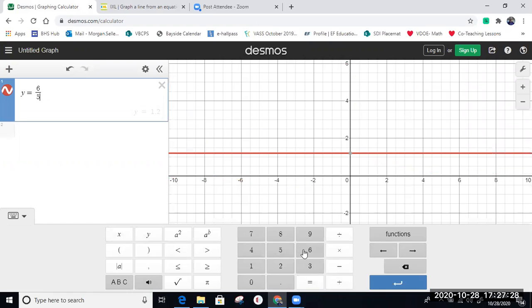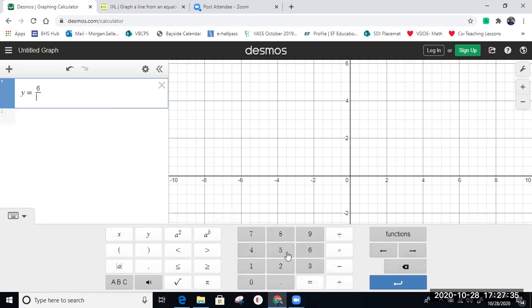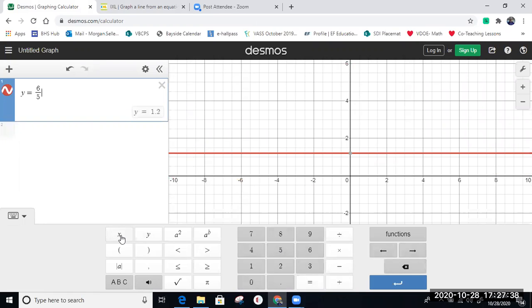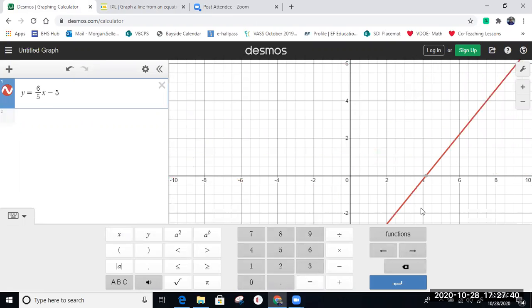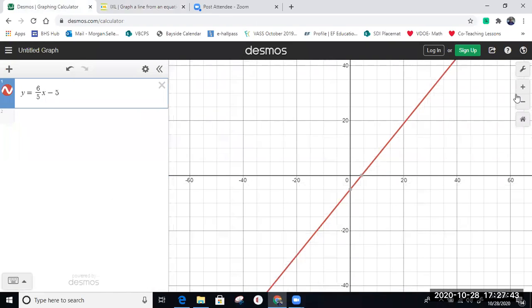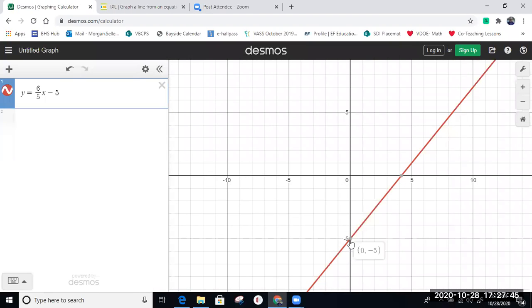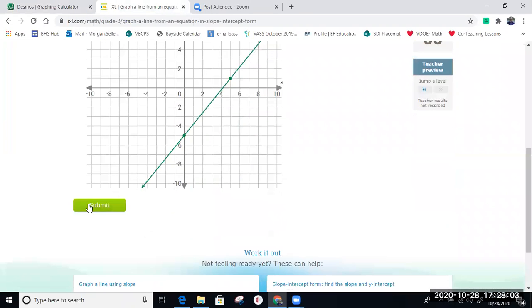Oh, wait. Okay, this is where, hold on. Oh, there we go. I just hit this thing. Okay, so y equals 6/5 x minus 5. Okay, so if I just wanted to check, all right, so it crosses at negative 5 and it crosses here. Oh, well, it's a little off, but I'm just kind of seeing if it looks similar. You can do split screen, but you get what I'm saying. I'm just trying to show you how to use Desmos. There we go, so submit.